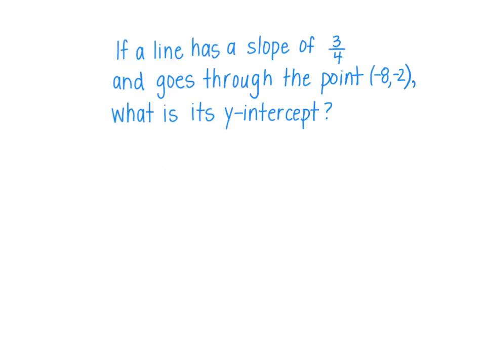If a line has a slope of 3 over 4 and goes through the point -8, -2, what is its y-intercept? To use algebra to find our y-intercept, we need to begin with the equation y equals mx plus b. We know that the m in this equation is the slope, and we have been given this value of 3 over 4. We also know that an ordered pair is made up of an x value and a y value.